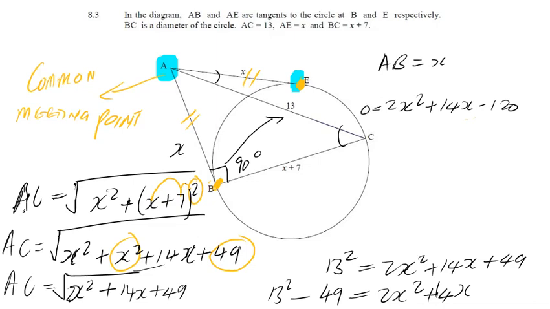Can you guys still hear me? You can divide throughout by 2, and then you'll have x squared plus 7x minus 60. Then from here you can use a quadratic equation to find the factors. What are the factors here?